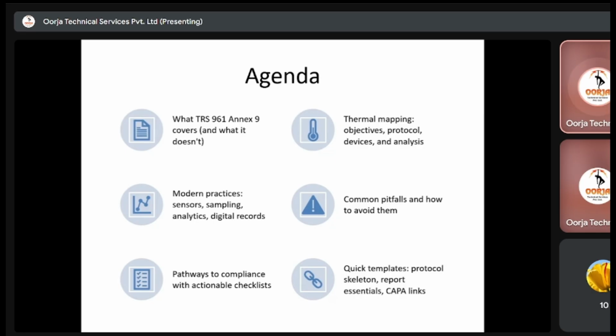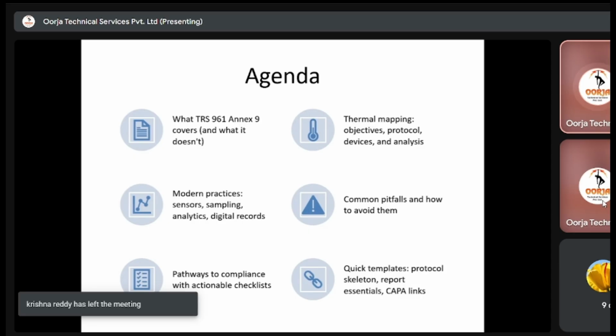We will then chart a clear pathway to compliance in the final part with an actionable checklist that you can take back and implement immediately. And finally, to make this as practical as possible, we will touch upon some quick templates, giving you the skeleton of a protocol, the essentials of a report, and how to link everything to your CAPA system.